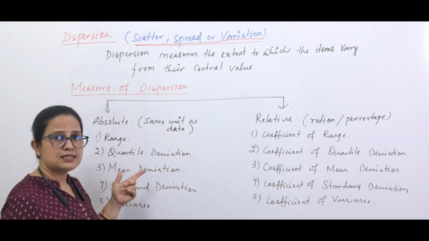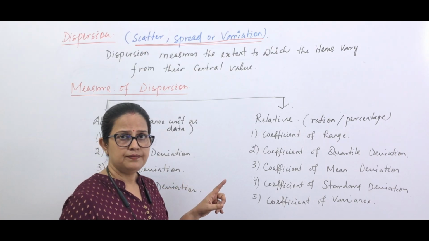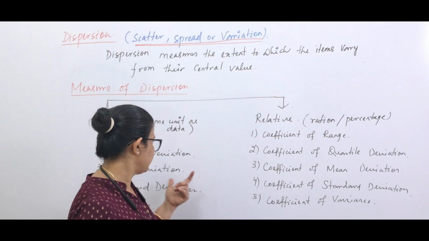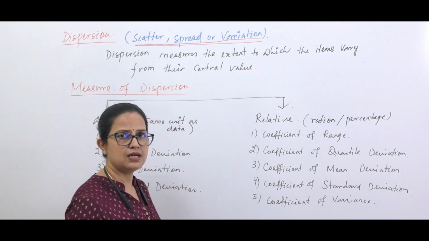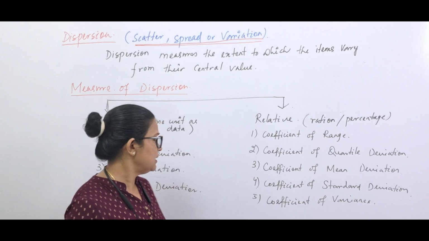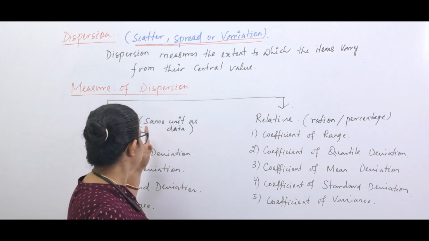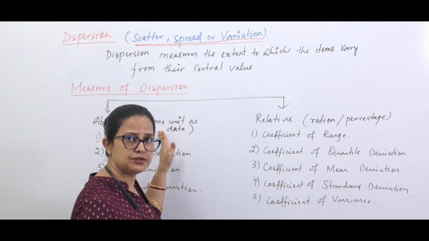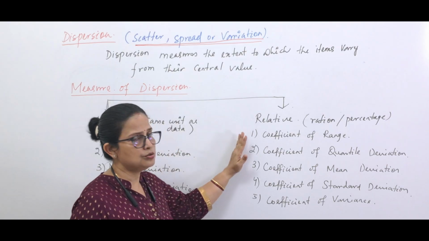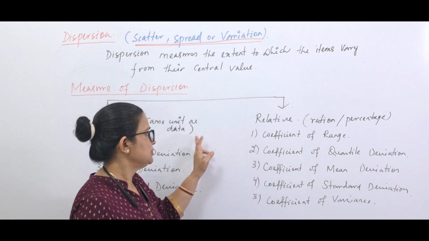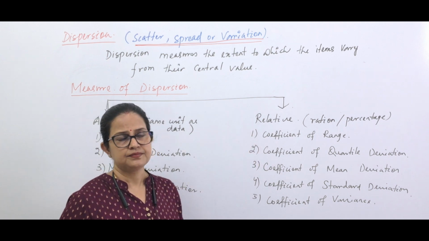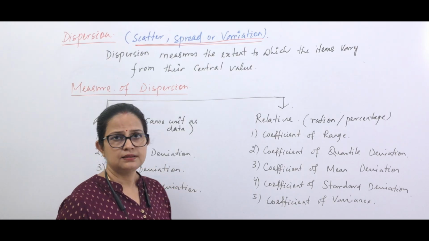So we will discuss them one by one. First we discuss range. After that we go for quartile deviation, then mean deviation, and standard deviation. We will discuss the absolute measure and also the coefficient of each measure. So let us start.